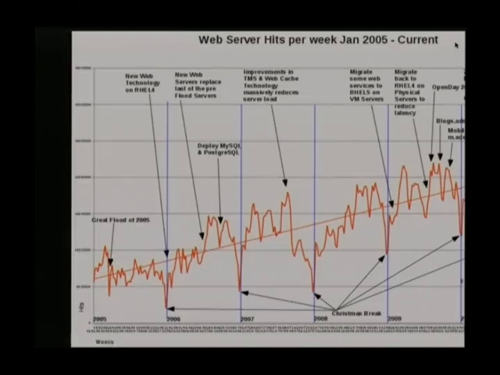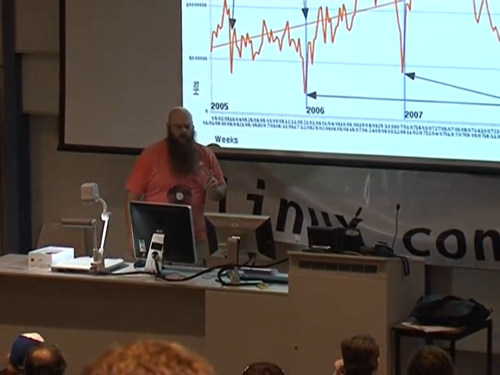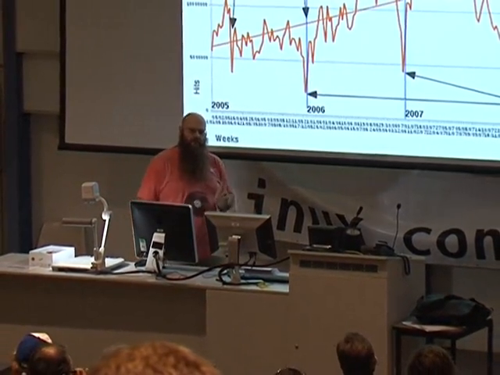So this little graph, this little line here is why we believe in redundancy. If you can read that, it says the Great Flood of 2005. We have 2 data centres. One of them had 40,000 litres of water go through it.